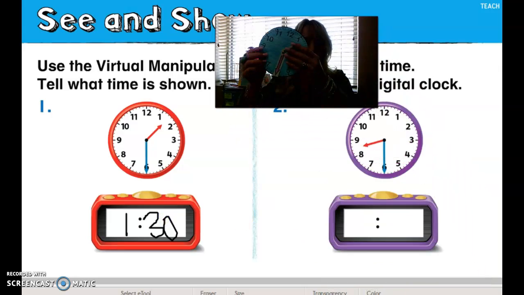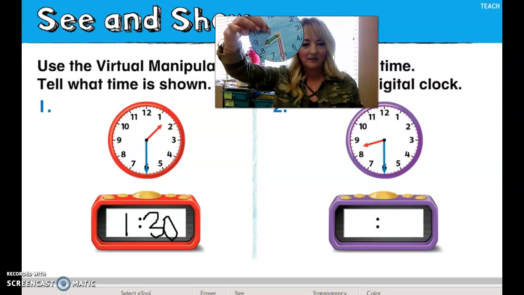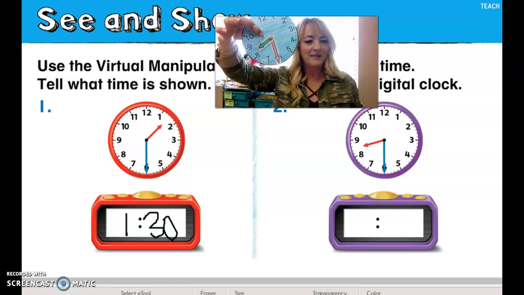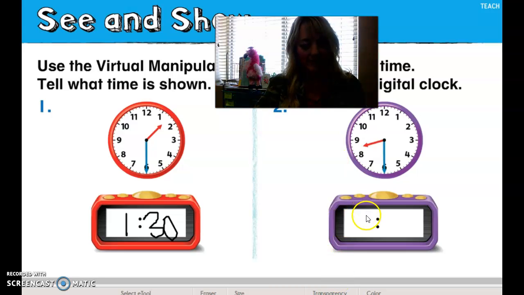Let's show on our little clock 8:30. The hour hand is between the 8 and 9, and straight down with the minute hand. So we say it's not quite 9 yet. It is 8:30. So on the digital clock, please write 8:30.